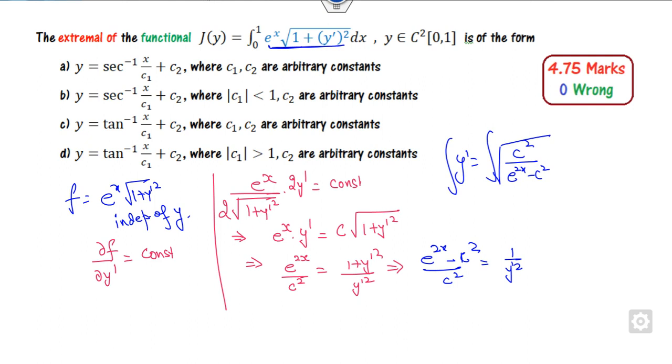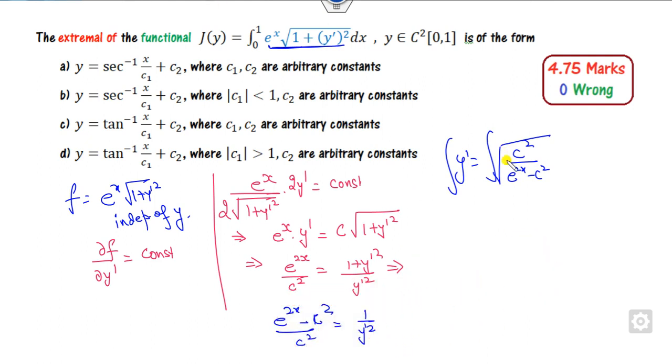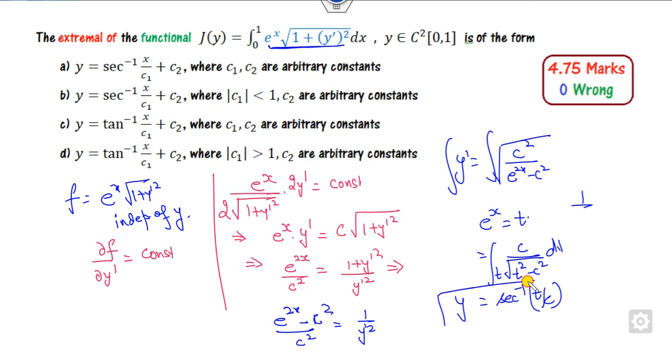What is the integration of this side? Now you can see about the option. So any function which is x square, no, it's not x square. So if I simply take e raised to power x as t, so it will be c over t square minus 1 over here. So what is that? This is secant inverse t by c. That's the right answer of this problem.